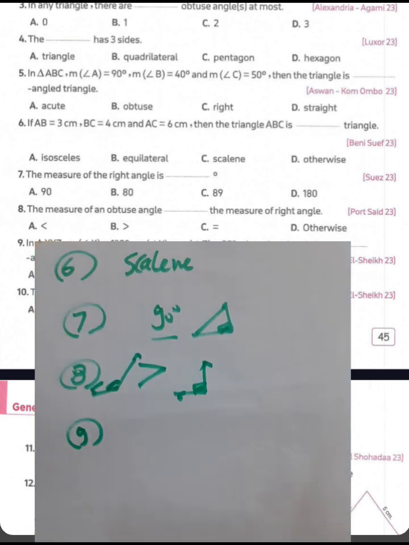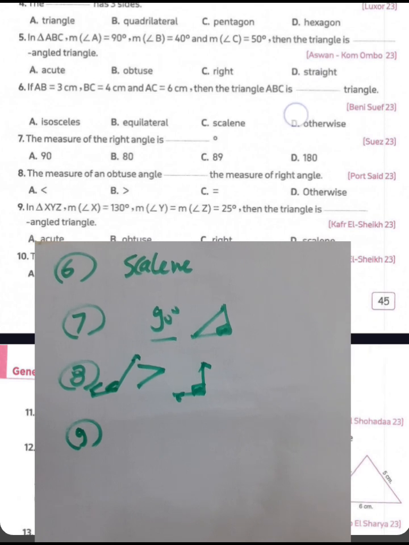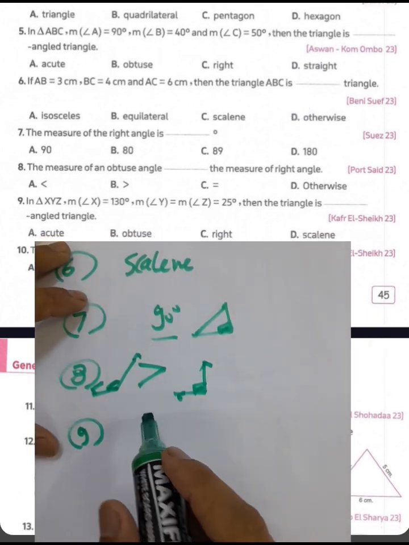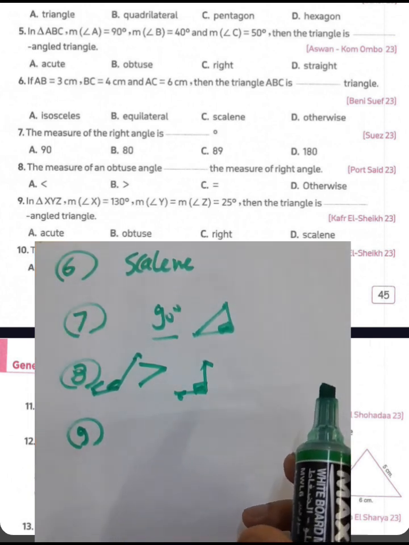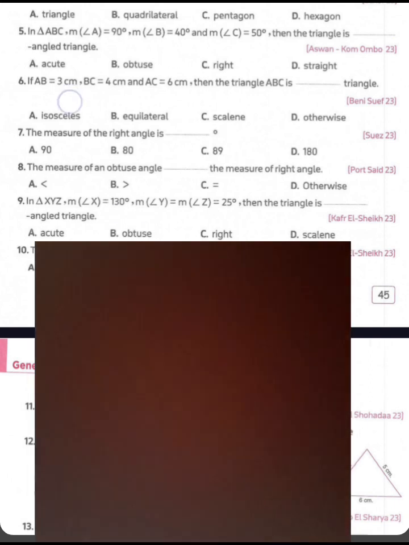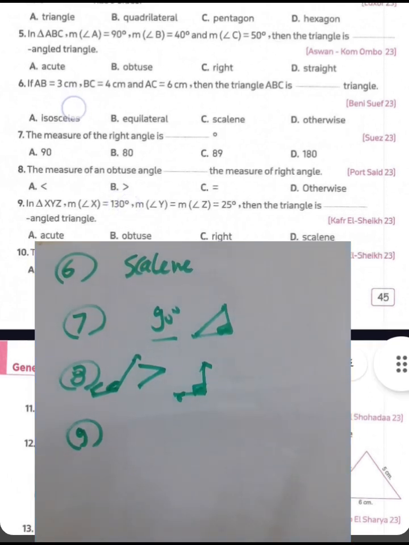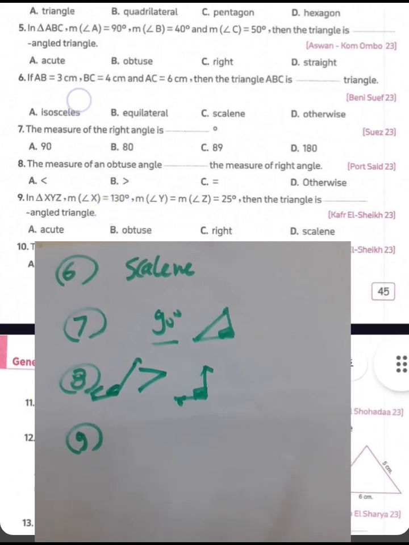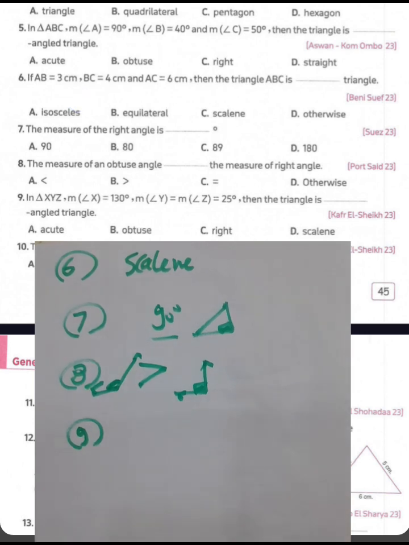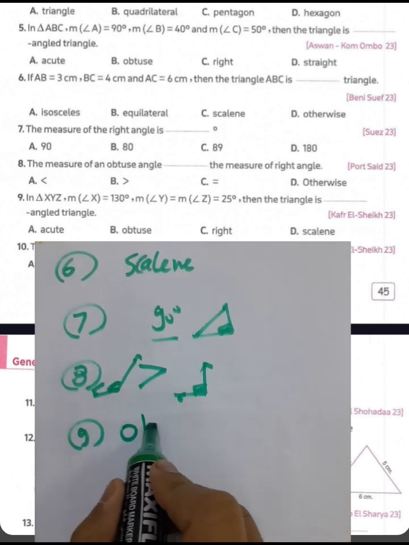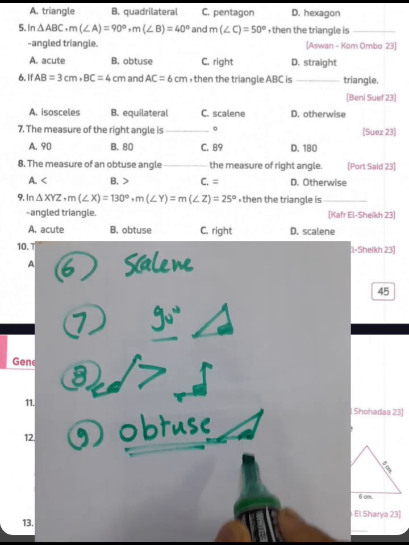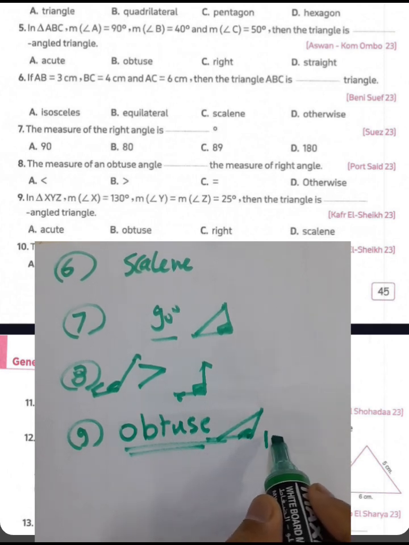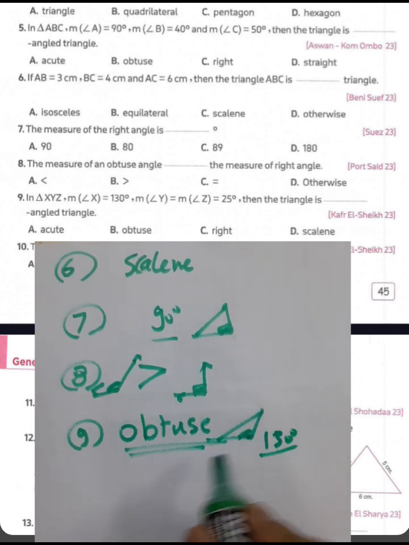Question number 9. In triangle XYZ, the measure of angle X equals 130. The measure of angle Y equals the measure of angle Z. Then this triangle, we call it what? Obtuse, because the measure of angle X is 130 degrees. 130 degrees is greater than 90 degrees and less than 180. We call it obtuse. Obtuse triangle, because the measure of the vertex angle here is greater than 90 degrees. He tells us 130 degrees, the measure of the angle.